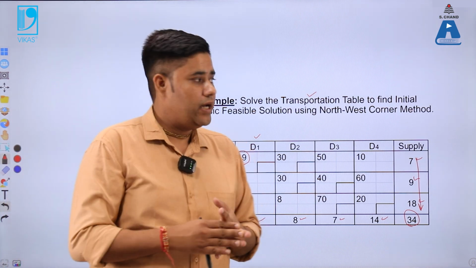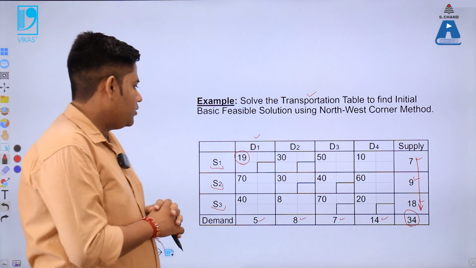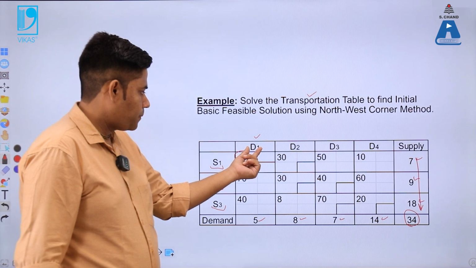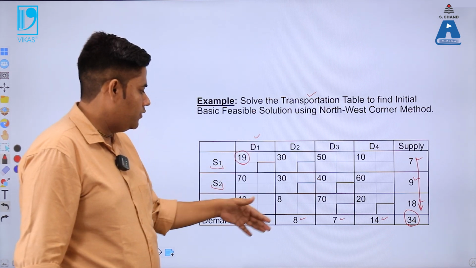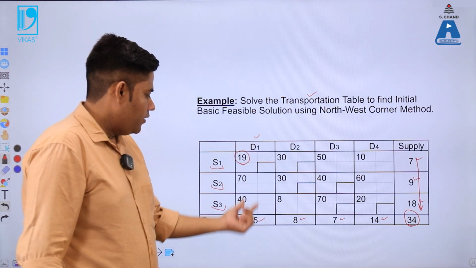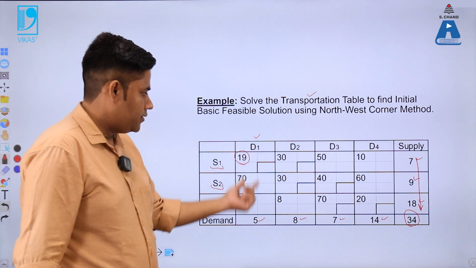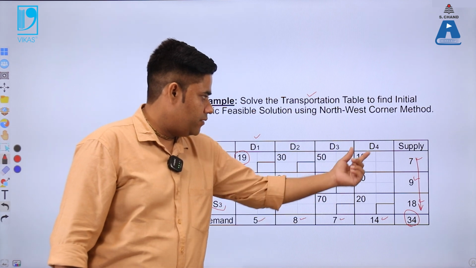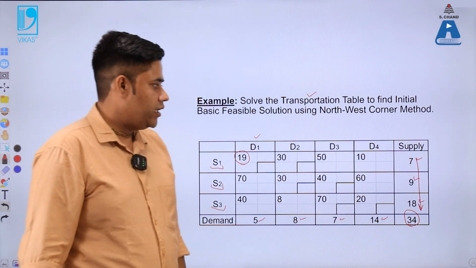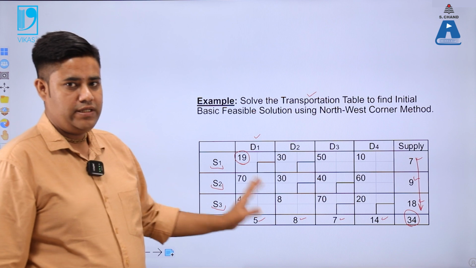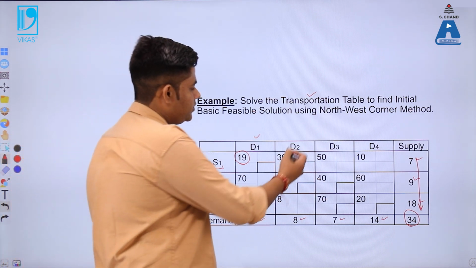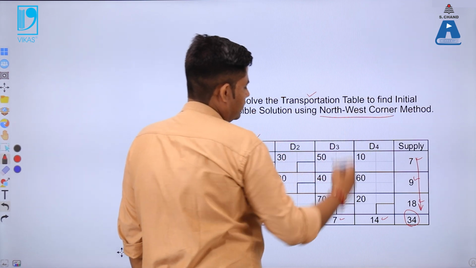Now what is required? I want to fulfill the supply and demand values. That means I need to fulfill the demand of demand center 1, which is 5, demand center 2, which is 8, demand center 3, which is 7, and demand center 4, which is 14. And I need to use all these supply stations. So what is the procedure now to solve this? The procedure is the northwest corner rule.